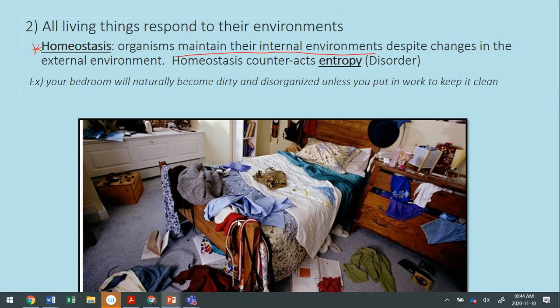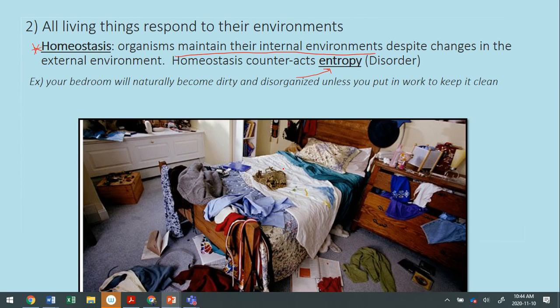So those are all ways that you try and maintain an internal temperature of about 37 degrees, right? If you drink too much water, you go pee, right? If you don't drink enough water, you don't urinate as much. Again, that's a response to your environment. So homeostasis is balance, and homeostasis counteracts something known as entropy or disorder.